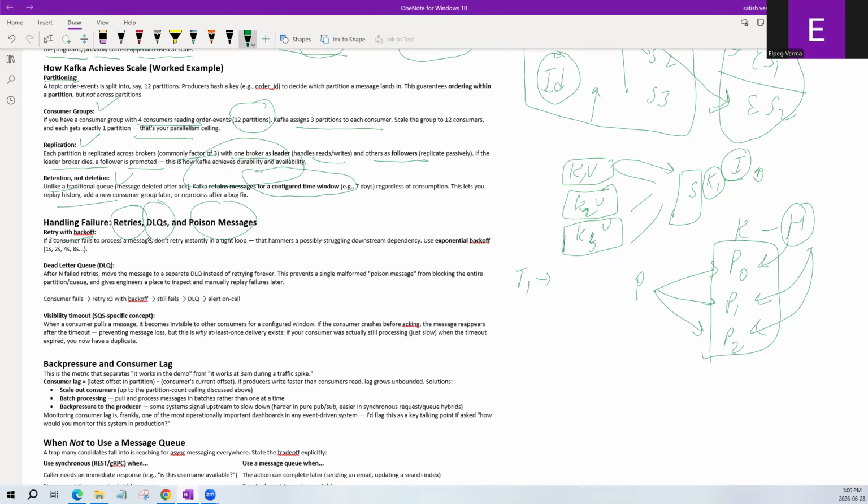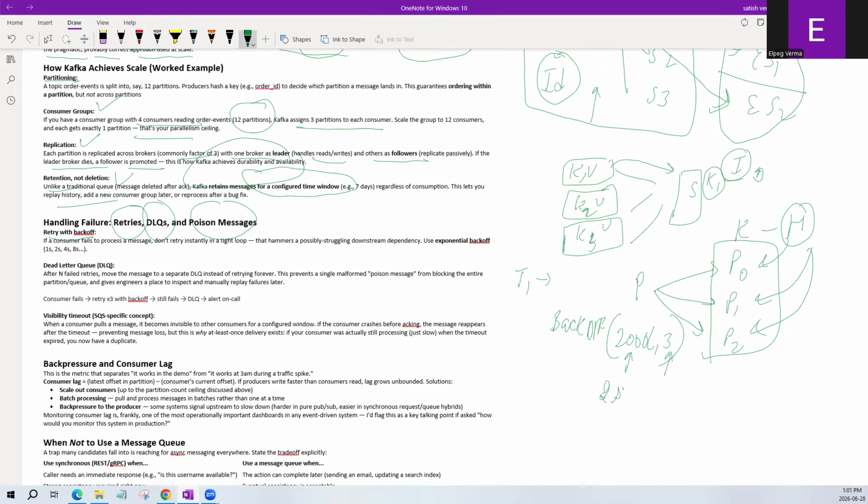Retry with Backoff. If a consumer fails to process a message, don't retry instantly, like a hammer. Okay, so what does it mean? First of all, in Backoff we give seconds and time. Time meaning number of iterations, right?